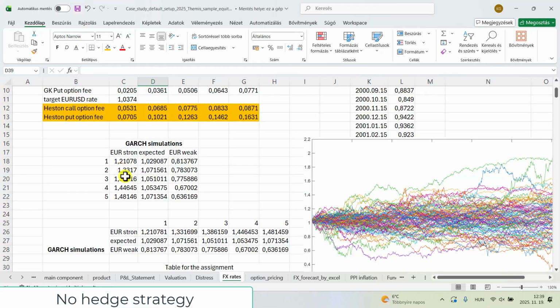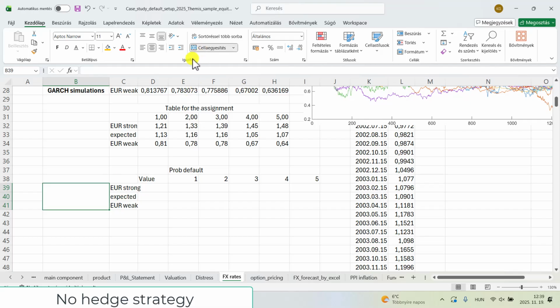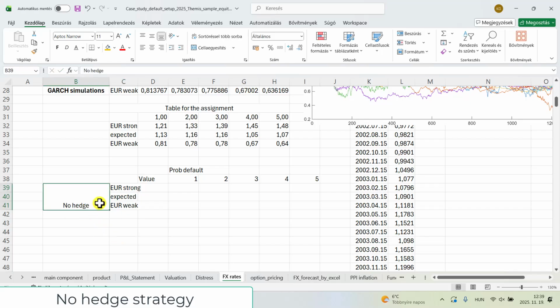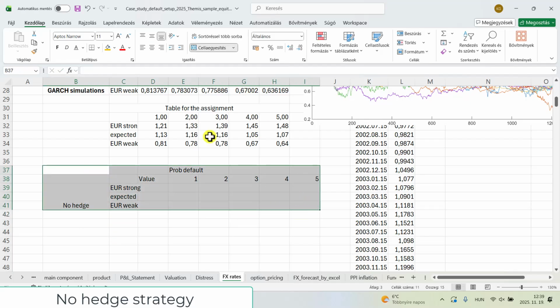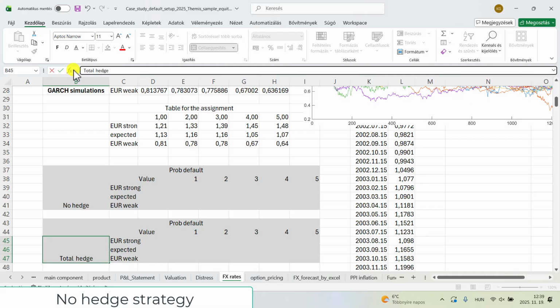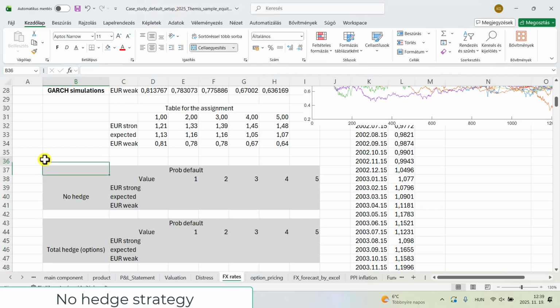And if I did everything well, yeah, we also have to create 2 of them because there is no hedge. And there will also be, with all this stuff, let's use gray color, a total hedge. Total hedge, obviously here we have to use options. This is in the middle, this is in the middle, so we have to manufacture this.